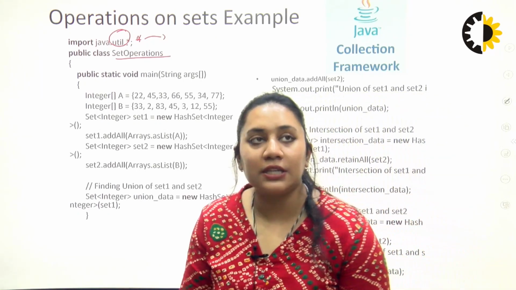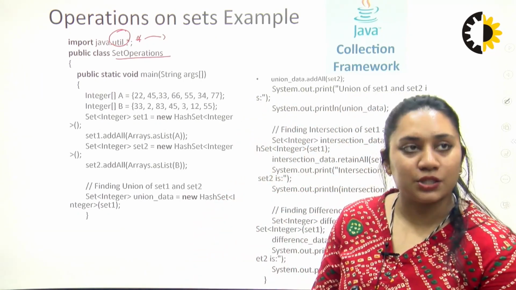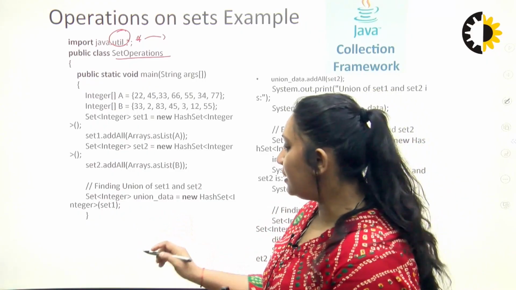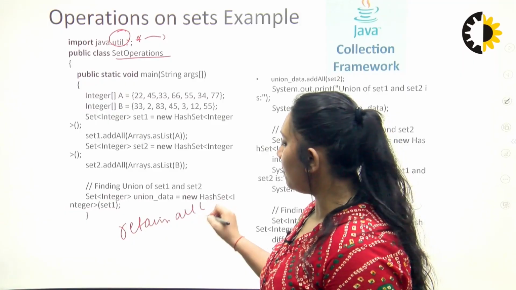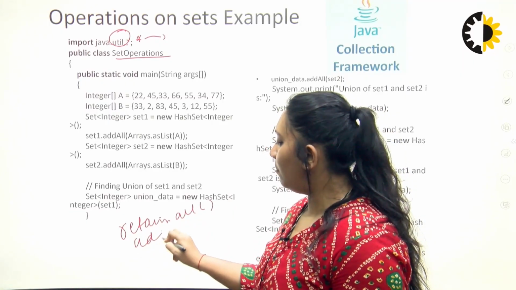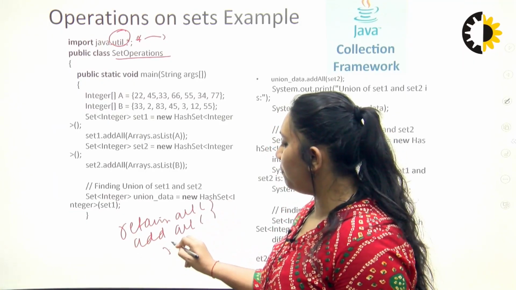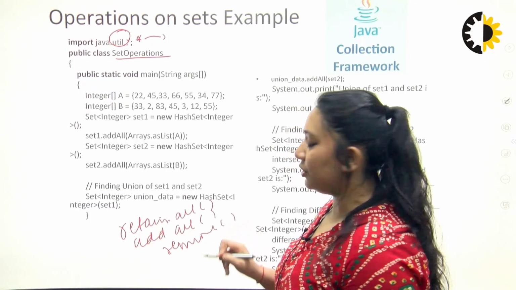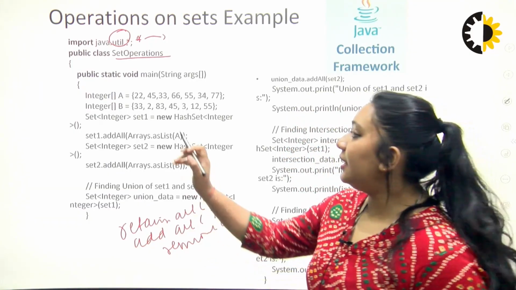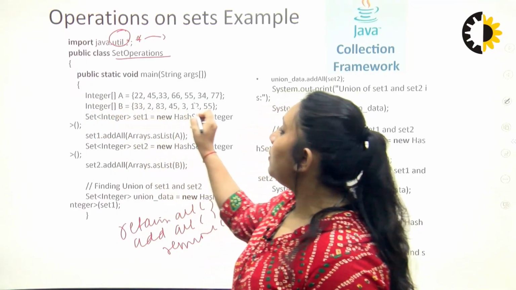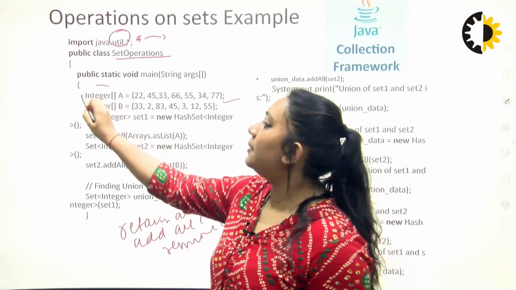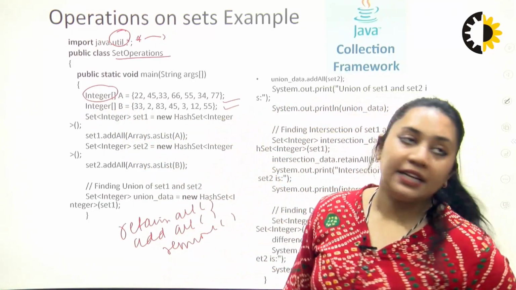Because we will be using sets, we need to perform insertion, union, and difference, which means we will be using the retainAll method, addAll method, and removeAll method in this program. So after declaring set 1 and set 2, which means A and B, you just declare the type as integer, right?